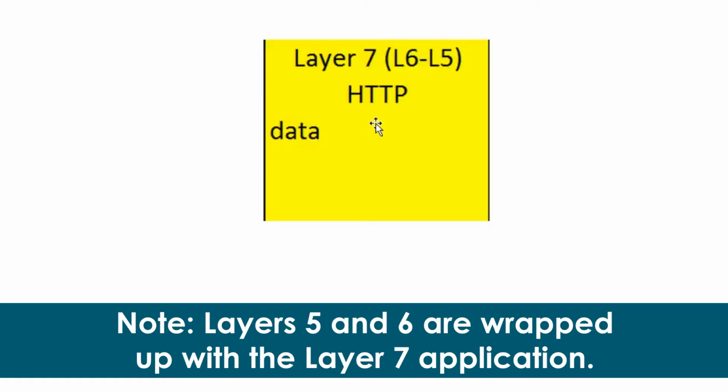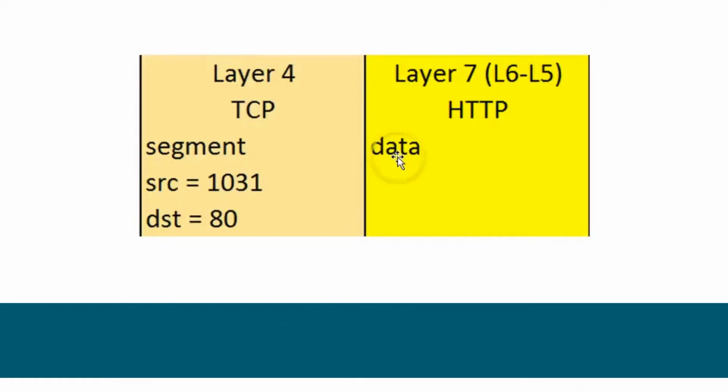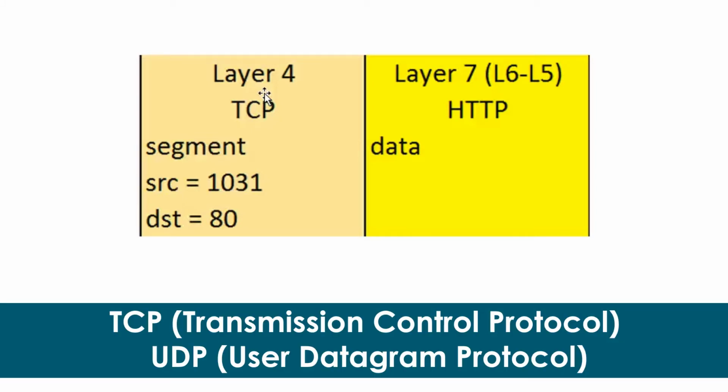The data is then encapsulated with layer 4 information. The PDU at this layer is referred to as a segment. There are several layer 4 protocols, but the two main ones covered in this course are TCP and UDP. TCP stands for Transmission Control Protocol, and UDP stands for User Datagram Protocol. In this example, TCP will be used.